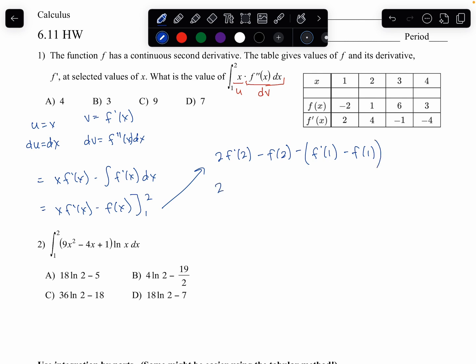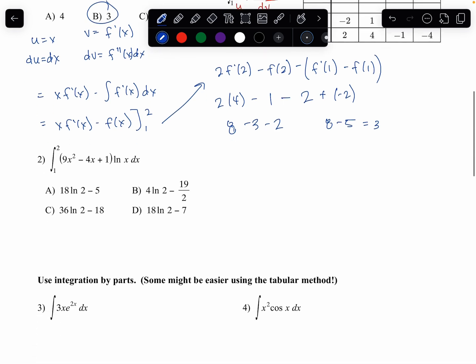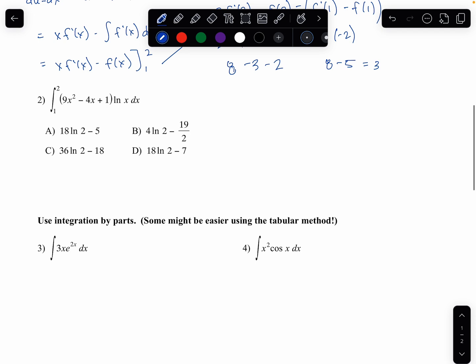So 2 times f prime of 2, which is 4, minus f of 2, which is 1, minus, and then f prime of 1 is going to be 2, so minus 2 plus f of 1, which is negative 2. So we get 8 minus 3 minus 2, so 8 minus 5, which is equal to 3. Okay, all right, so integration by parts.